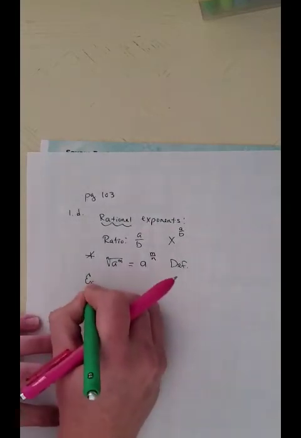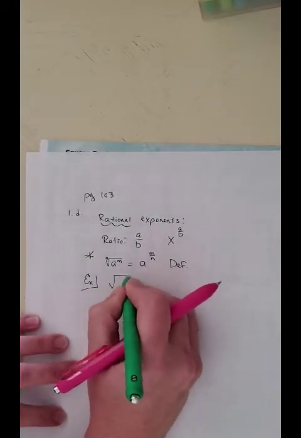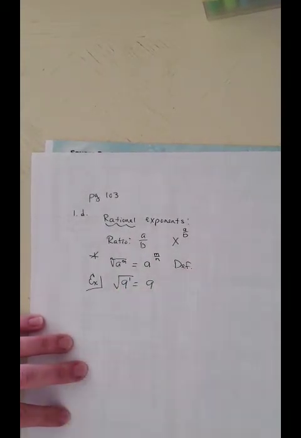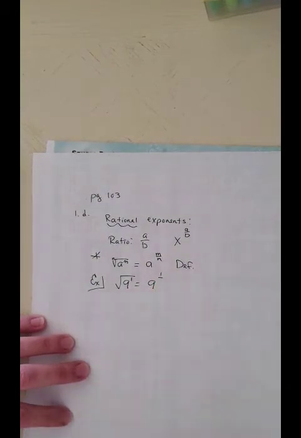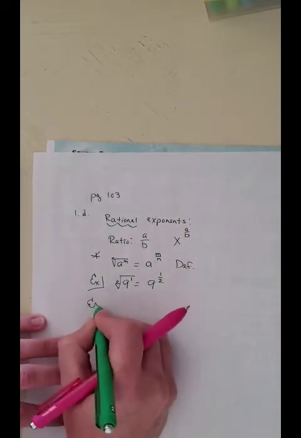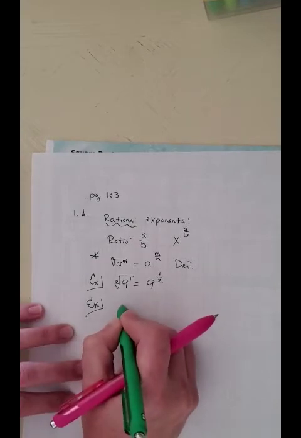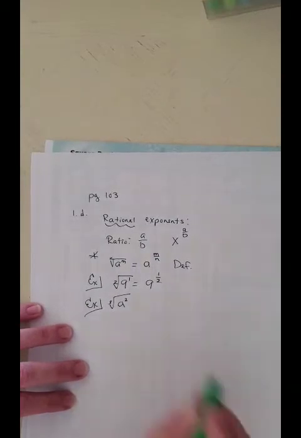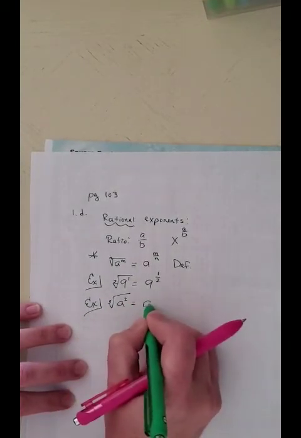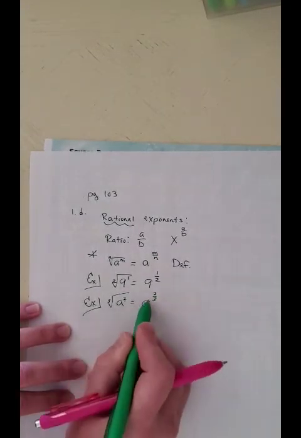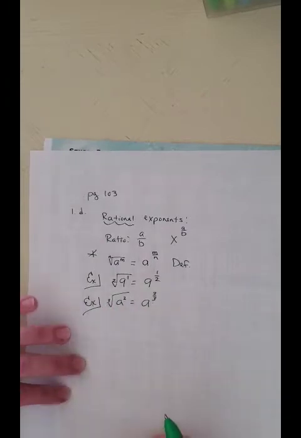So for example, if you had the square root of 9, you could rewrite this as 9 to the, there is a 1, so 1 in the numerator. The value here is a 2. We don't write either of these, so it would be 9 to the 1/2. Or for example, if you had a squared under a cube root, this could be rewritten as a to the 2/3 power. Always, this is my exponent, this is my index, so you must know this.